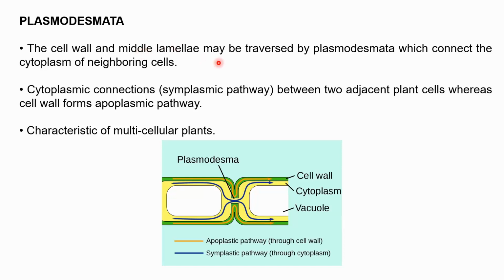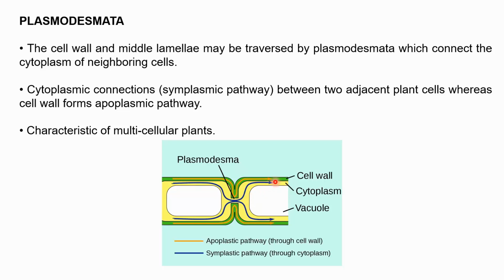So the cell wall and middle lamella may be traversed by plasmodesmata. These are just the connections, the cytoplasmic connections between two neighboring cells. We can see in this diagram that there is a cell wall present. Two cells are connected through the middle lamella, which we mentioned earlier, and these two cells are also connected cytoplasmically through the connection known as the plasmodesmata.